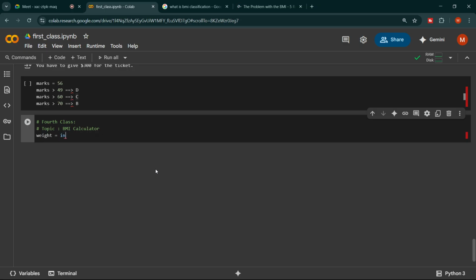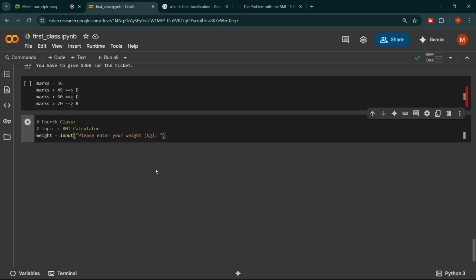So I will write the input statement here, the input function, and I will ask the user to enter weight, and we will show kilogram because right now we are using the kilogram and meter square formula. So we actually don't have to apply the conversion here. If we take the input from the user in any other unit, definitely we must apply the conversion. I'm not going to do that right now. To make the program simple, I am considering the user will enter the weight in kilogram.